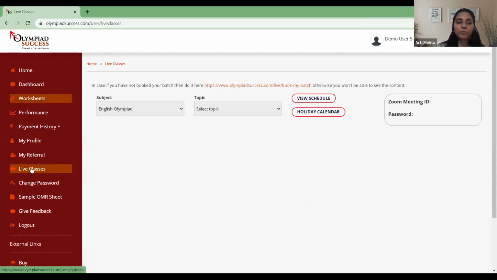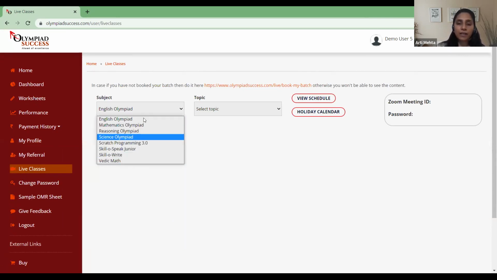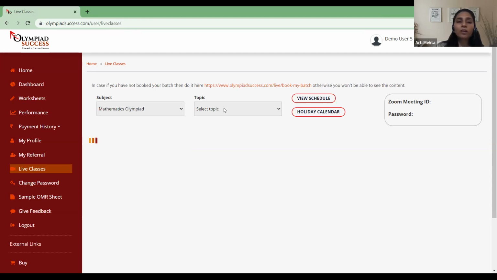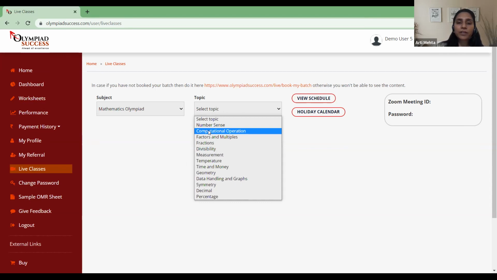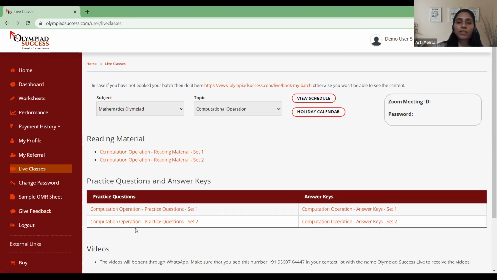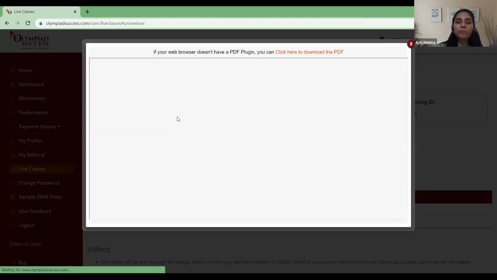For live classes, right now this subject, non-routine mathematics, is not coming over here, but it would be displayed once your classes start. Here you can select your subject. Then you have to select your topic, and the list of reading material, practice questions, and answer keys would open up. These would be in the form of PDF files.